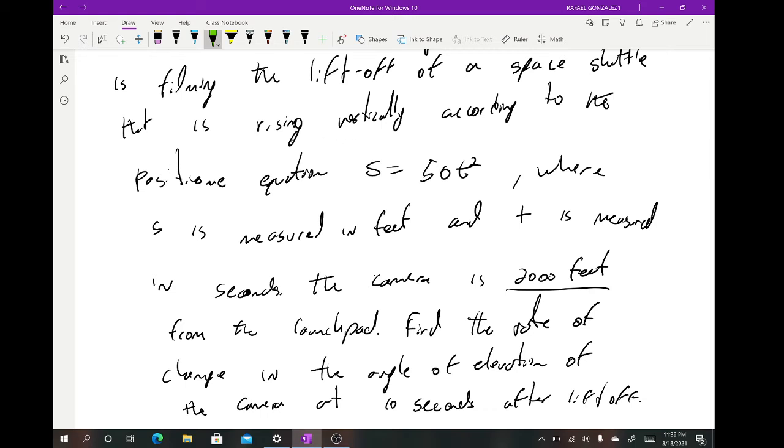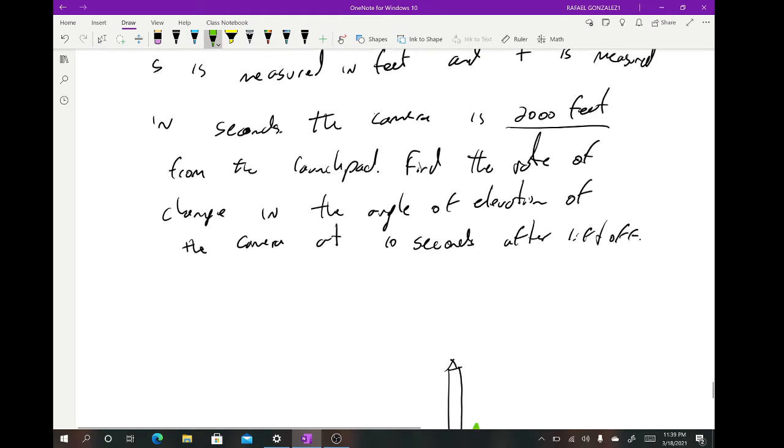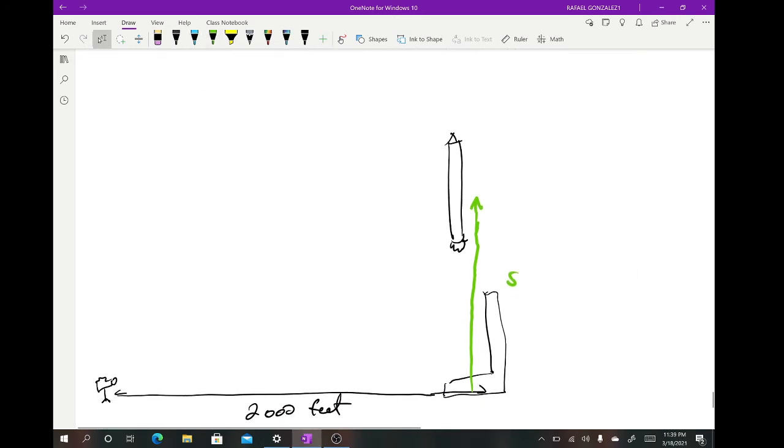So we are told that the rocket is rising vertically according to the position. This is supposed to be position, not posizione. Position equation S. And we're told what S is equal to. S is equal to 50t squared. So this is in relationship to S. And the angle of elevation is this angle theta that we open up here.